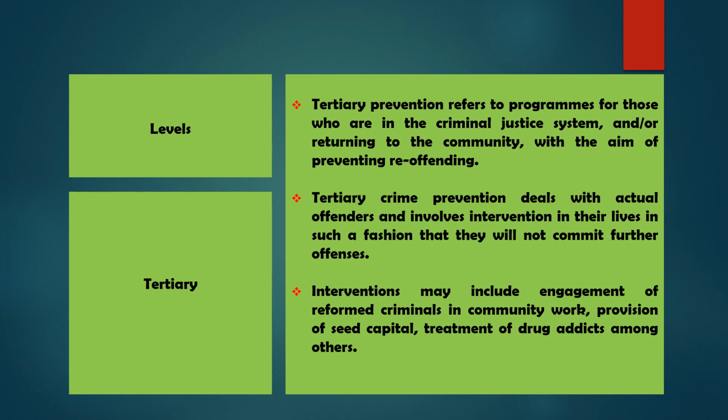So when you talk of tertiary prevention, the focus is basically on individuals who had committed crime before, were either fined, imprisoned, or forgiven by the police or by the courts, but which, if not corrected, have the potential of further engagement in criminal activities. So certain interventions become important for them so that they are completely enabled to divorce from criminal conduct. So that is tertiary. It is the last level of crime prevention.